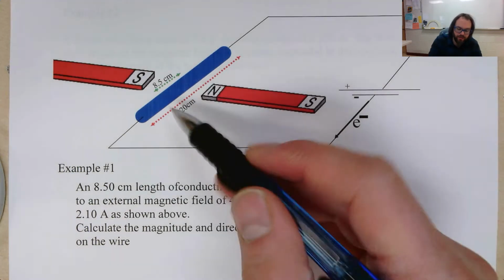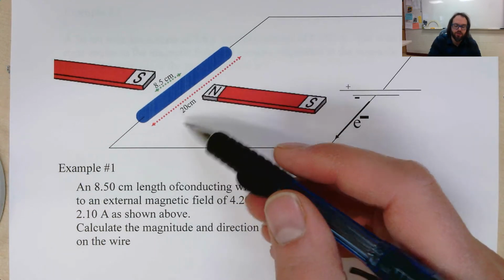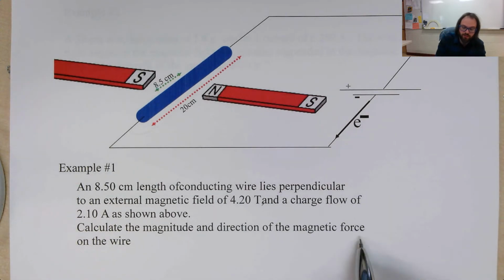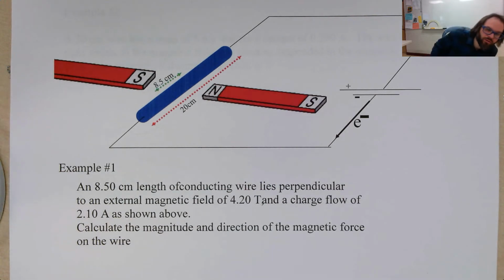So we're looking at this part here, the part in the magnetic field. It's 8.5 centimeters, and we want to know the force and the direction of the wire. So first, let's figure out what the force will be, and then we're going to figure out what the direction is. Once again, we're going to follow up with our exact same formula.